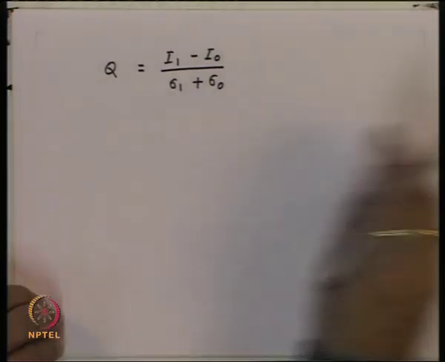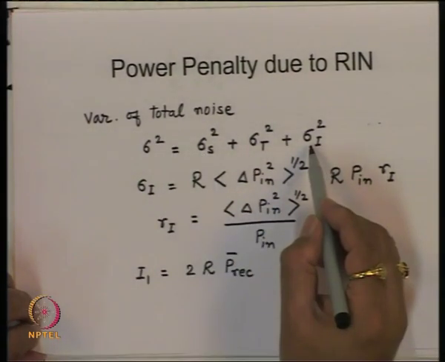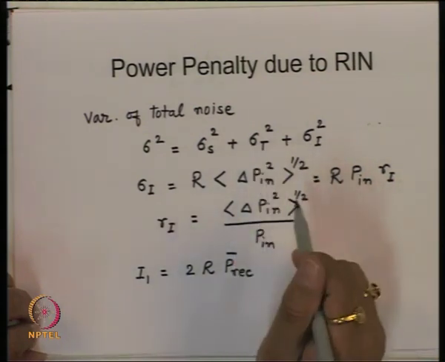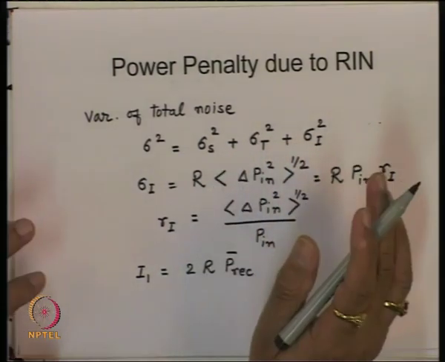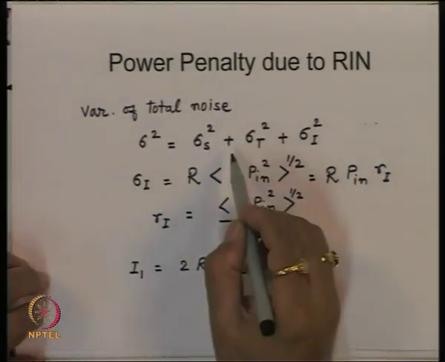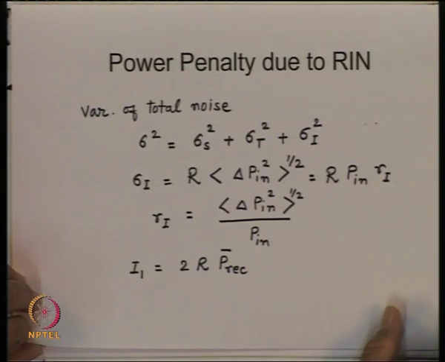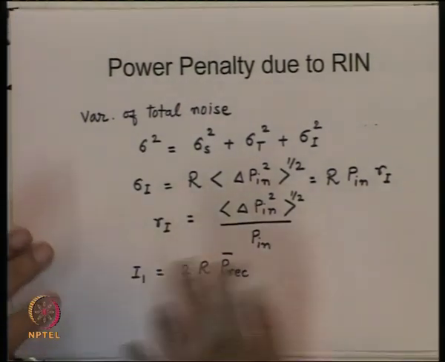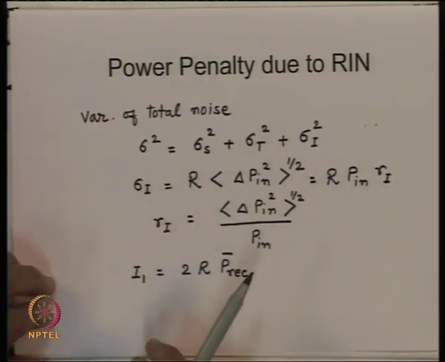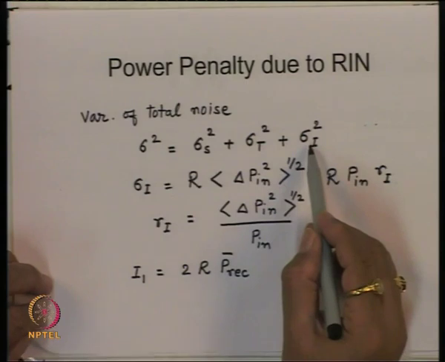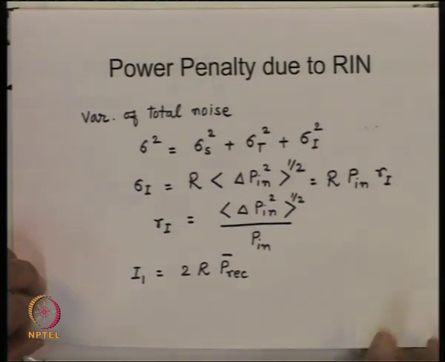Now, when one level is transmitted, we have all the noises present. We have shot noise, relative intensity noise, and thermal noise. Though thermal noise may be negligible compared to these, for the sake of completeness, when one level is transmitted, all three noises are going to be present. Whereas, when 0 level is transmitted, since the extinction ratio is 0, we do not have shot noise and we do not have relative intensity noise. So, we have sigma 0 which will be only sigma t.